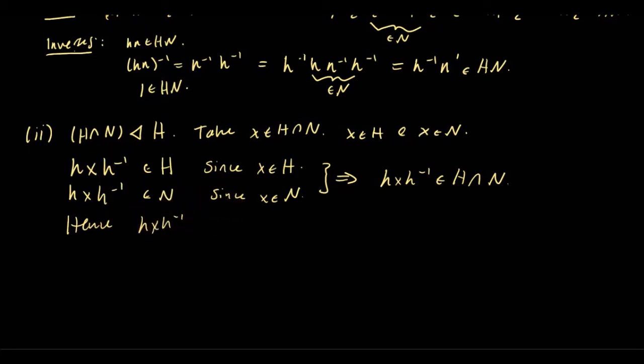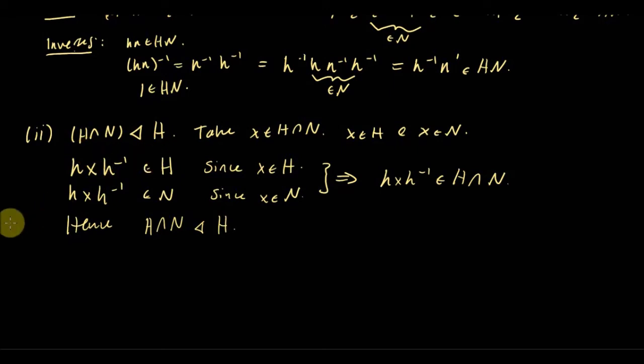No, I've written the wrong thing. What this shows us is what we were trying to show. And it's also worth mentioning that H intersect N is indeed a group because it contains elements which are both in H and N. But both of these are groups, so H intersect N is clearly also a group.